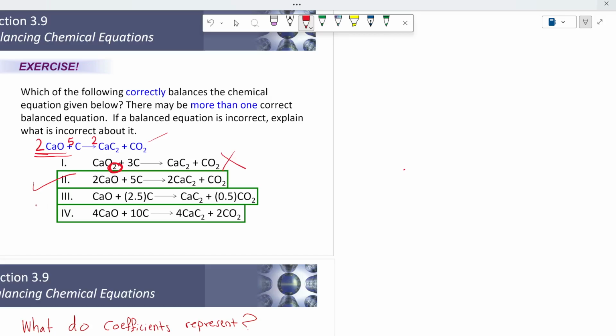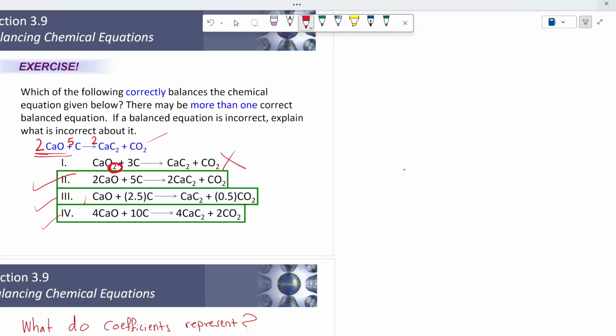Let's now check the third option. What's the relation between the second option and the third option? Look. Yes, the relation between them: in the second choice, the coefficients and subscripts are multiplied by half. We multiplied everything by half, which is allowed. 2 times half is 1. 5 times half is 2.5. 2 times half is 1. And 1 times half is half. So this is also correct.